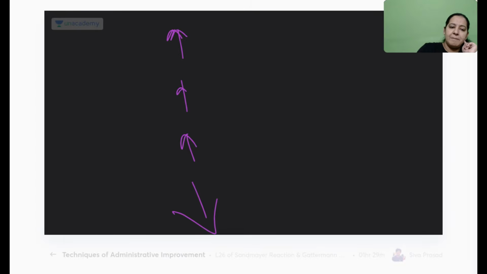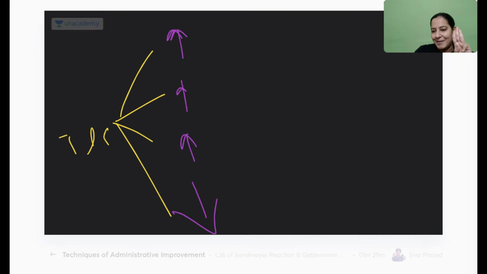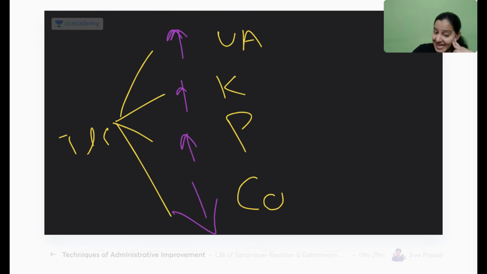Look at the arrows. 3 hyper, 1 hypo. Who will tell me? Tumor lysis syndrome. 3 hyper, 1 hypo. What are the hyper? Number 1, uric acid. Hyperuricemia. Number 2, potassium. Hyperkalemia. Number 3, phosphate. Hyperphosphatemia. Number 4, hypo. Hypo is calcium.